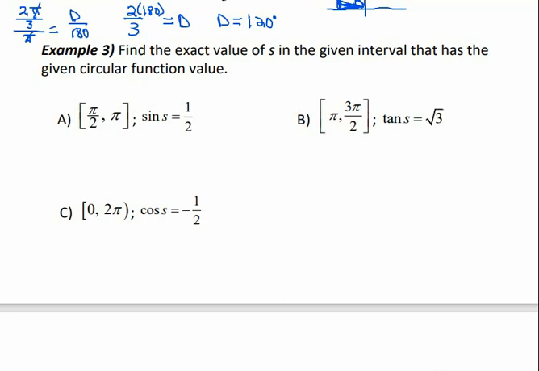All right, find the exact value of s in the given interval that has the given circular function value. So all this is saying is they want us to think about a particular section of the unit circle. So in this first example here, we are thinking about the section of the unit circle between pi over 2 and pi, which would be the second quadrant. So in the second quadrant, what angles have a sine of 1/2?